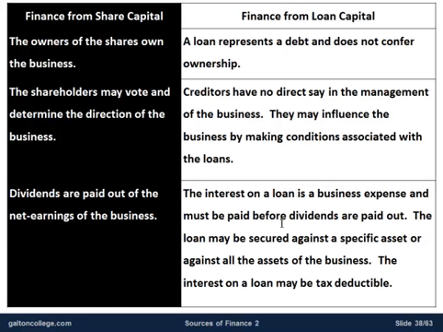The interest on a loan is a business expense and must be paid before the dividends are paid out. The loan may be secured against specific assets. It may be that you borrow the money and say it's guaranteed by the premises. Not by the machines or by the office equipment, but just by the premises perhaps. Or it's guaranteed in whatever way. And finally, the interest on a loan is tax deductible.